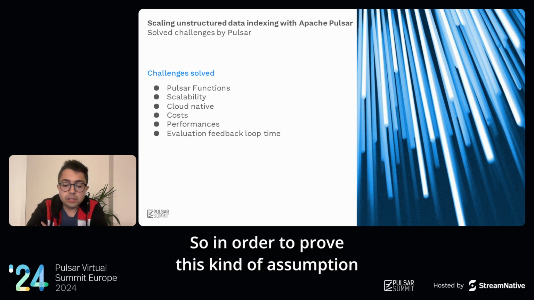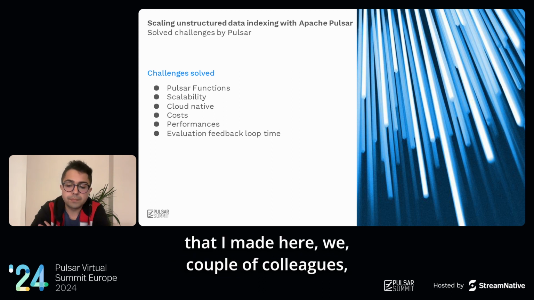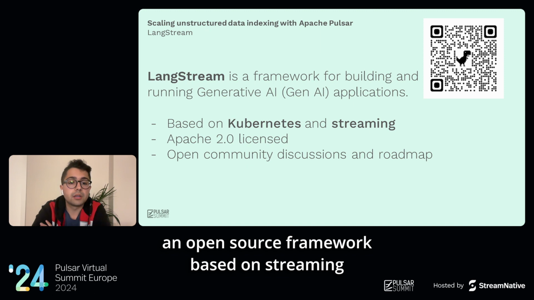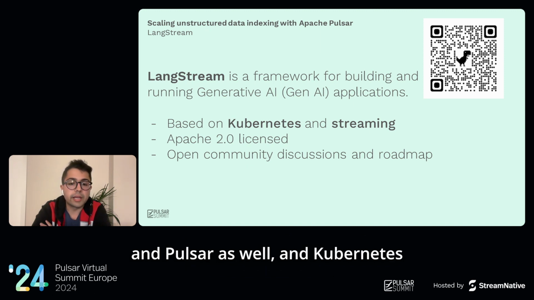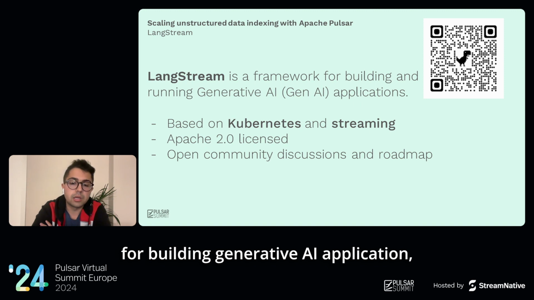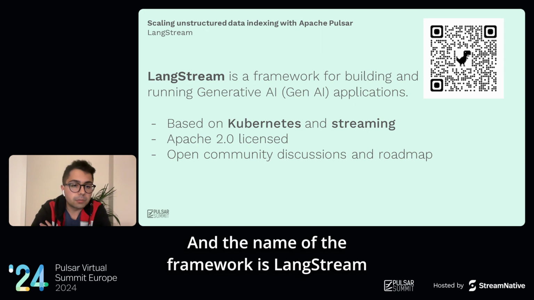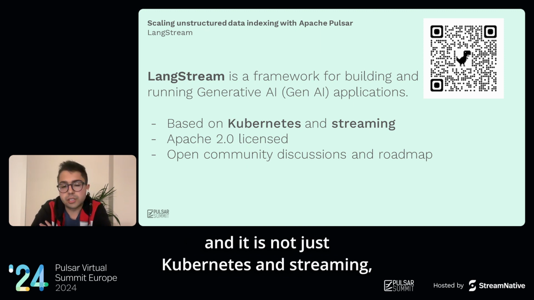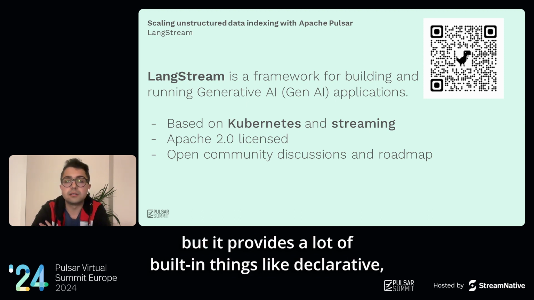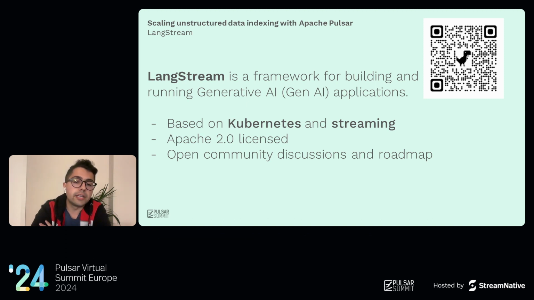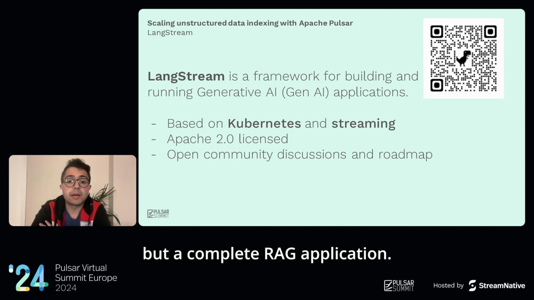So in order to prove this assumption that I made here, a couple of colleagues and I built an open source framework based on streaming and Pulsar as well, and Kubernetes, for building generative AI applications, for running them in production and addressing all the challenges that we are seeing today. The name of the framework is Langstream, and it's not just Kubernetes and streaming, but it provides a lot of built-in things like declarative generative AI pipelines, and not only the indexing part, but a complete RAG application.